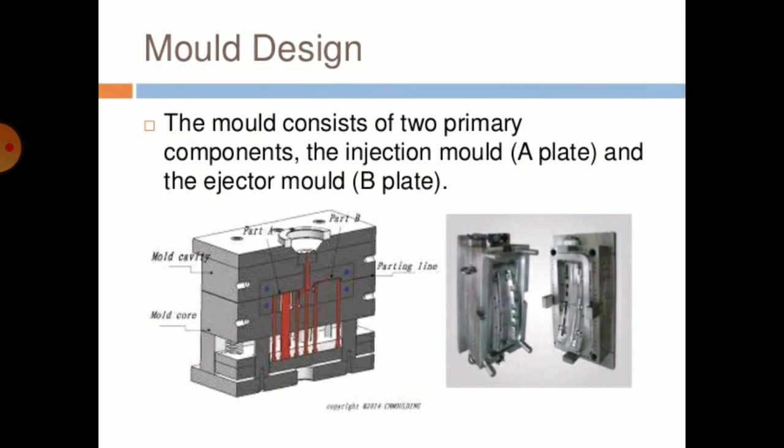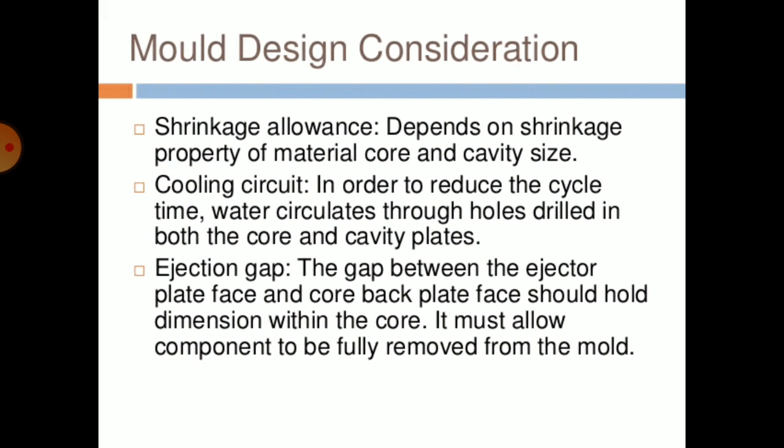Mold design. The mold consists of two primary components, the injection mold A plate and the ejector mold B plate. Mold design considerations are like that. Shrinkage allowances depend on the shrinkage property of the material, core and cavity size. Cooling circuit. In order to reduce the cycle time, water circulates through holes drilled in both the core and cavity plates. Ejection gap. The gap between the ejector plate face and core back plate face should hold dimension within the core. It must allow the component to be fully removed from the mold.